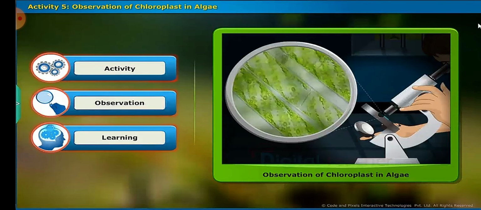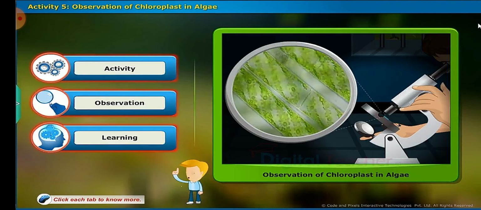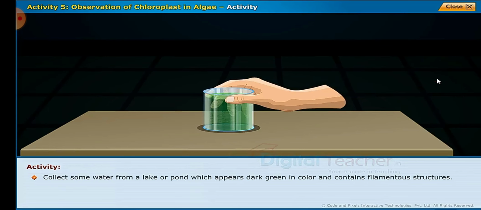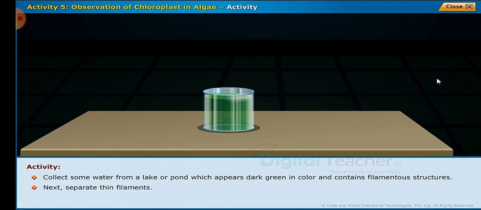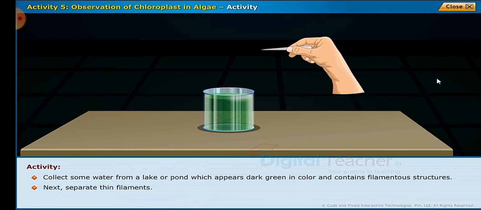Here, let us perform an activity to observe chloroplast in algae. Click each tab to know more. Collect some water from a lake or pond which appears dark green in color and contains filamentous structures. Next, separate thin filaments.